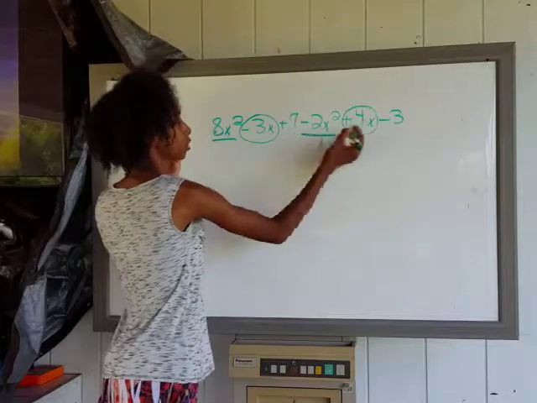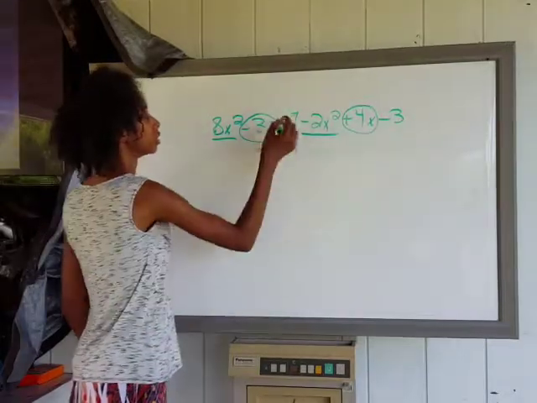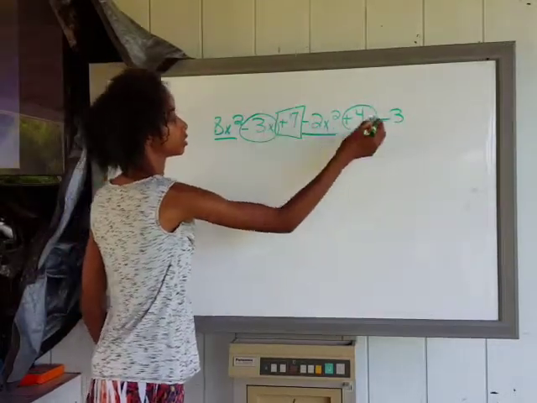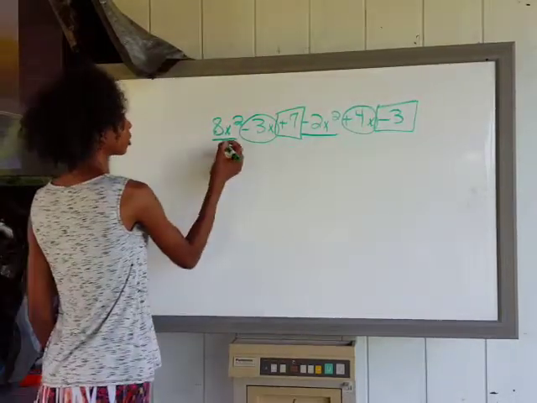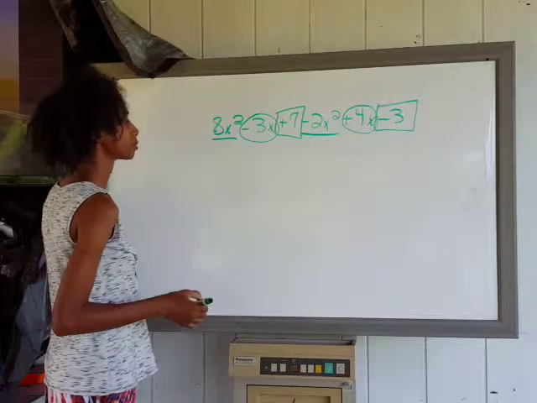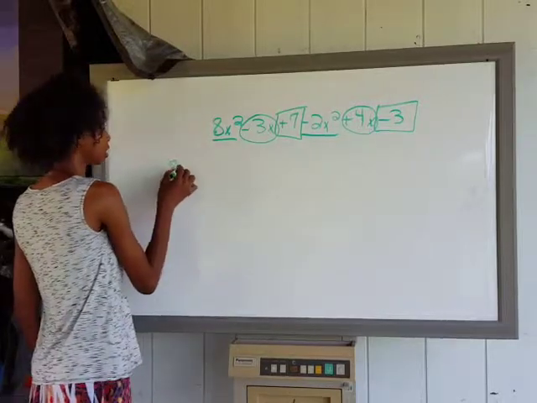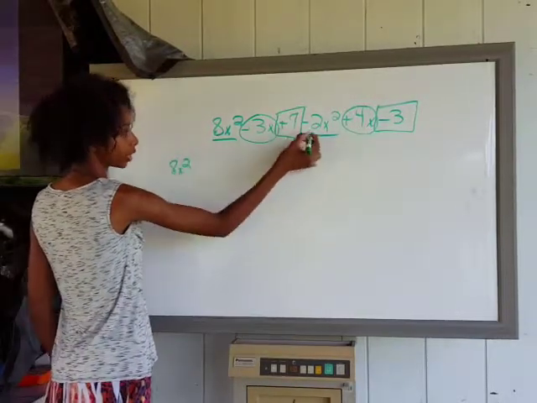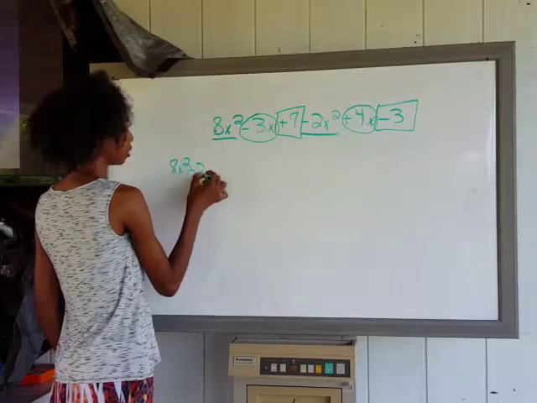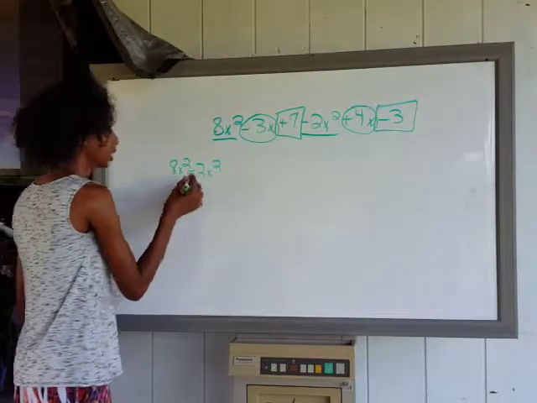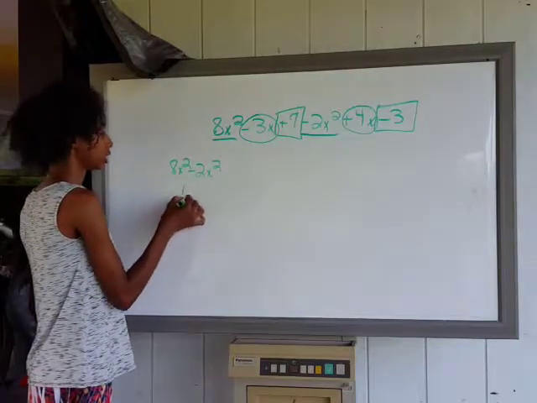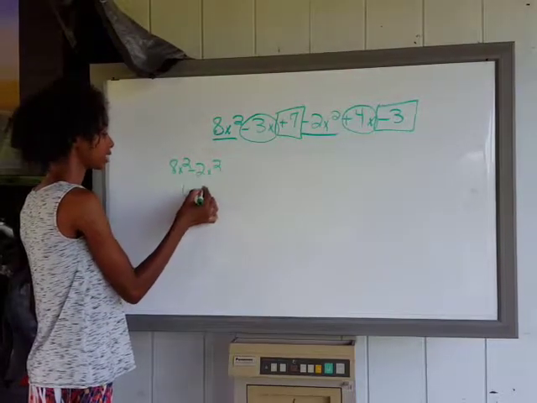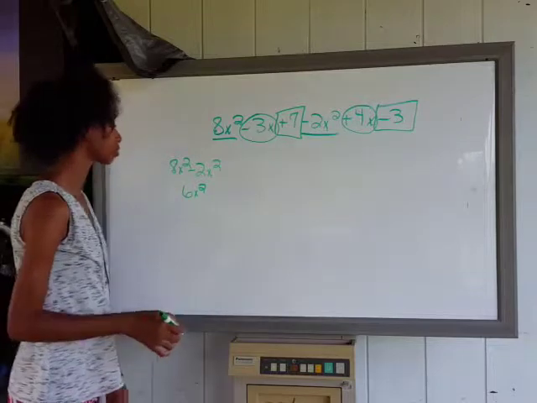These are like terms as well, because they don't have variables. So positive 7 and the negative 3 as well. Alright, so we're going to start with the ones with exponents. So positive 8x squared and a negative 2x squared. That's 8x squared minus 2x squared. So 8 minus 2 is 6. So that leaves us with positive 6x squared.